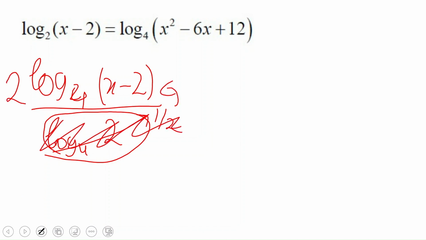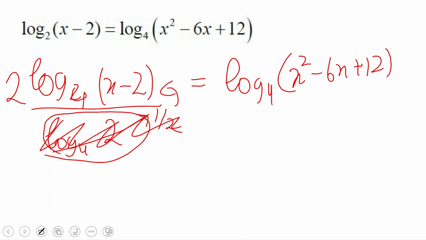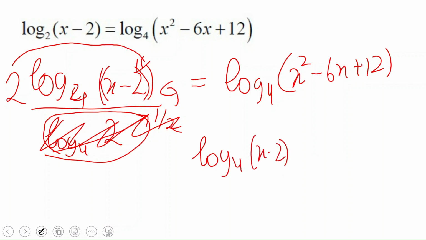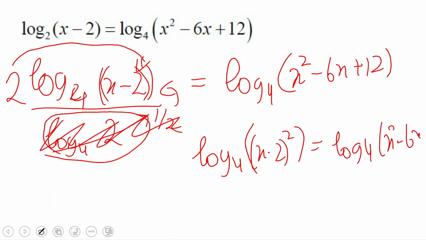So I'm going to just scratch this out, just forget about that. This is equal to log base 4 of x squared minus 6x plus 12. Now, what we need to do is use the power rule of logarithms, which will mean that this power will come up over here. So this will be x minus 2 squared. And that will give me log base 4 of x minus 2 squared is equal to log base 4 of x squared minus 6x plus 12, whatever that is. Now we can cancel out the log base 4, log base 4. So this goes out, this goes out. And we'll be left with x minus 2 whole squared.